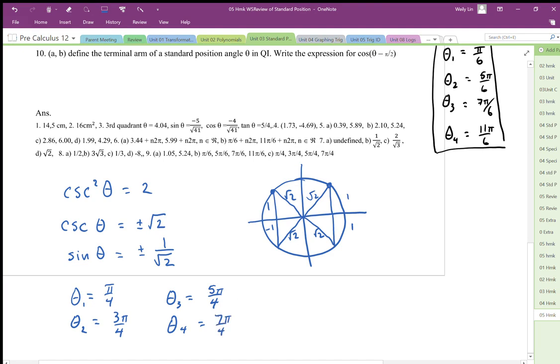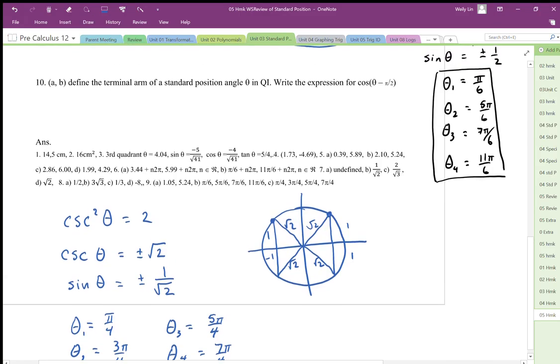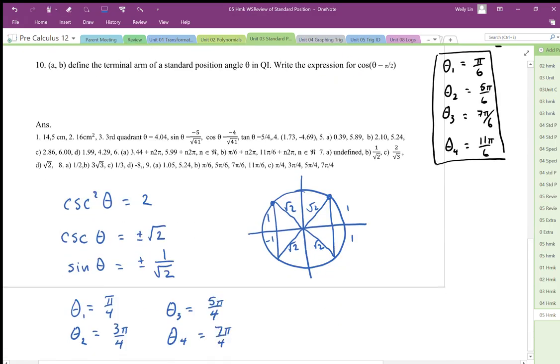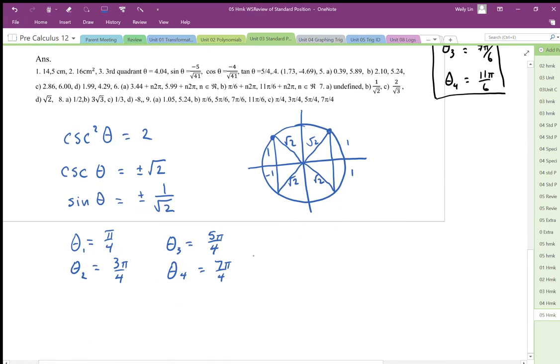And that represents 1 period worth of solutions. And since we've only been asked for 0 to 2 pi, we can stop there. Otherwise, we could actually repeat these solutions as we keep going around that circle.